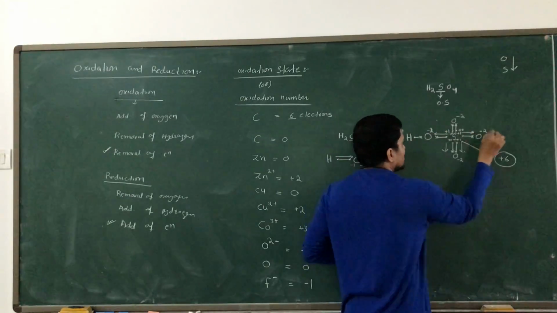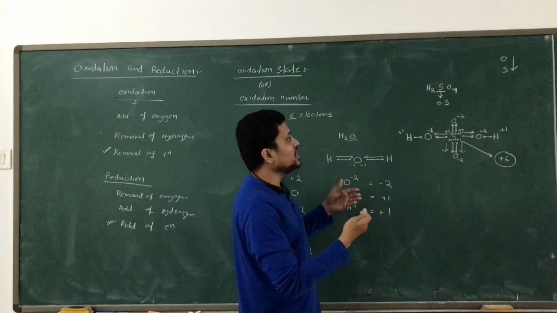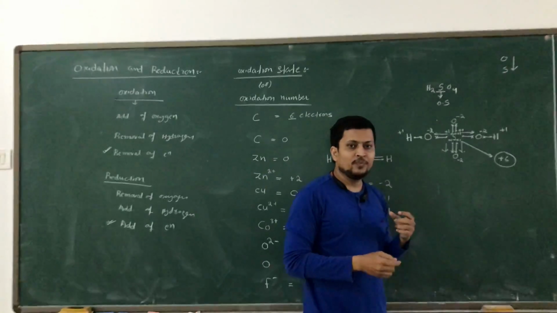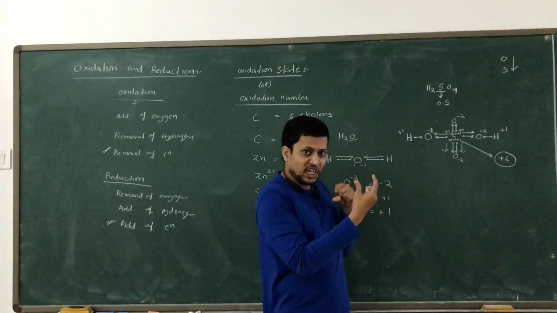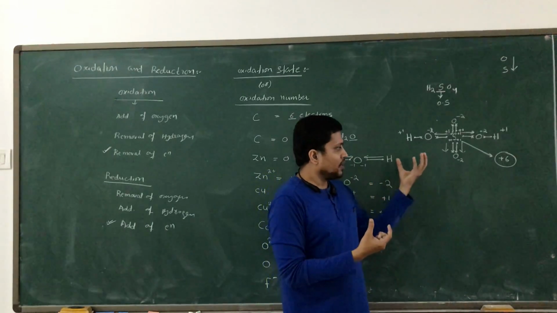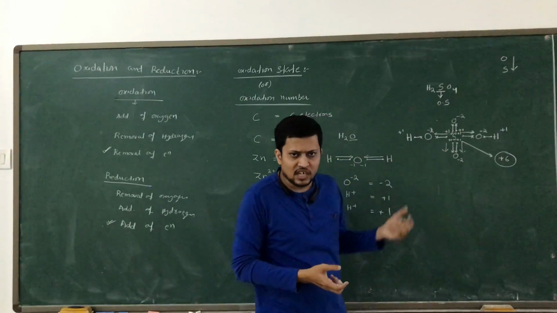Hydrogen is +1, this one is +1. So the oxidation state of any compound we can understand by seeing the structure, with the difference in electronegativity between the two atoms sharing the bond in the compound. By this method we can find the oxidation state. By seeing this we can understand very easily.